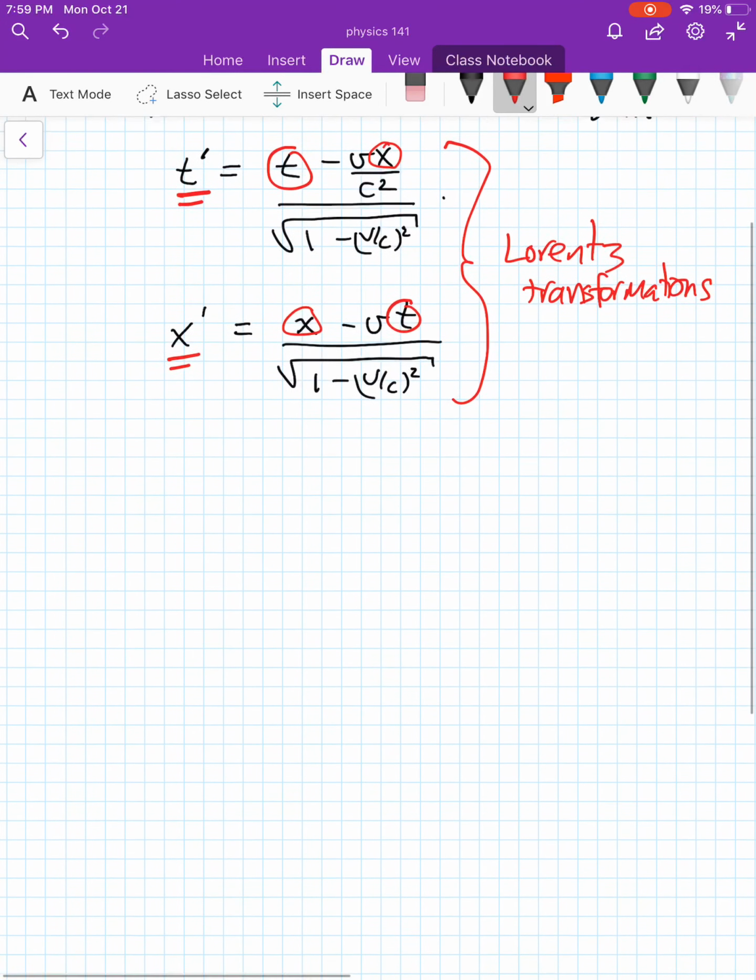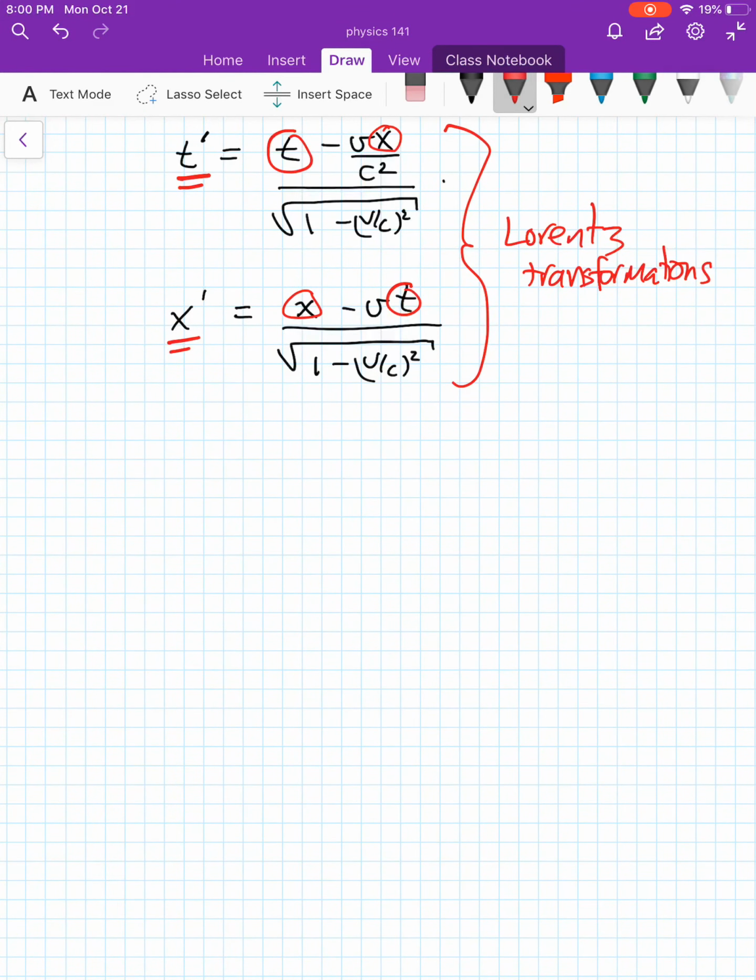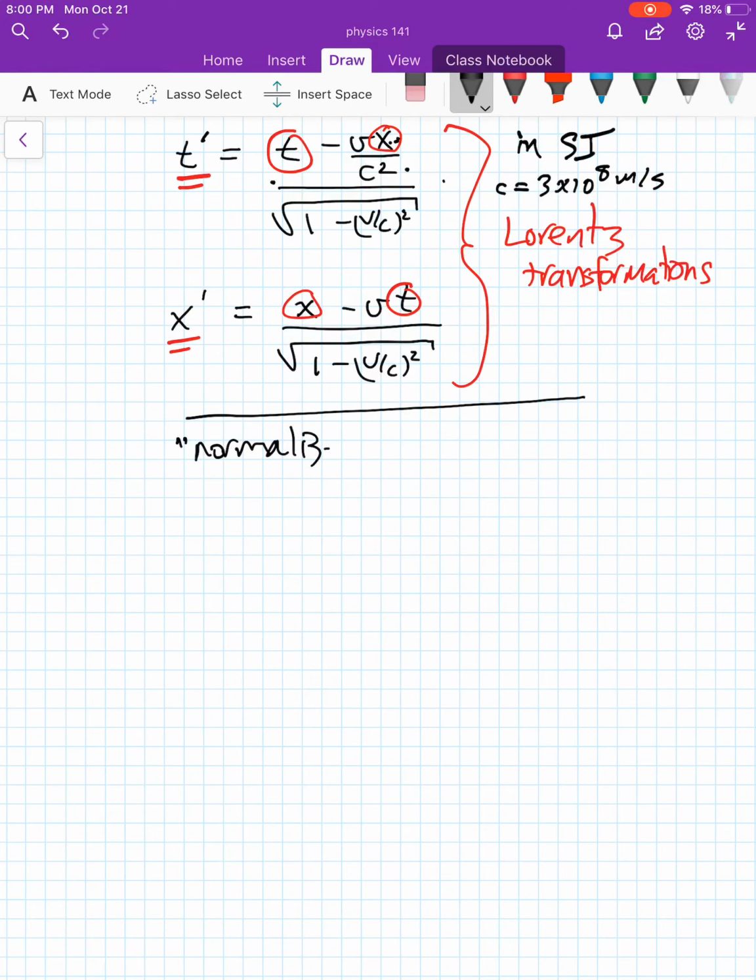Now, the trick here, I'll move this up a little bit, is when we start using these weird units. These are fine if you have all of these in SI units. If x is measured in meters, c is in meters per second, and time is in seconds, you're all good to go. And as long as you use c as 3 times 10 to the 8 meters per second, you're fine. But often, when we talk about these things, we want to use what are called normalized space-time units.